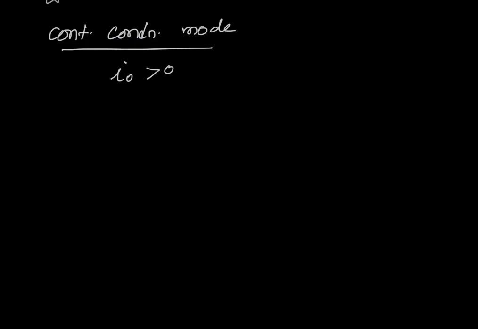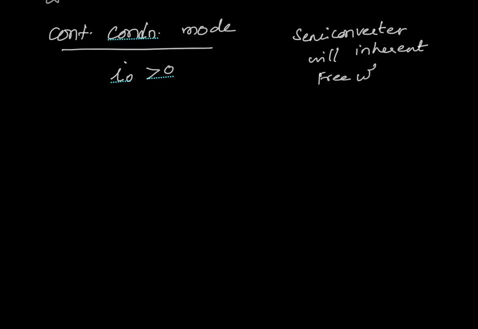The main thing which we should understand in the single-phase semiconverter is that the semiconverter will have inherent freewheeling action. That is, it is not necessary to connect a freewheeling diode across the load in case of a semiconverter. The semiconverter has inherent freewheeling action, so it doesn't require any separate freewheeling diode to be connected across the load.